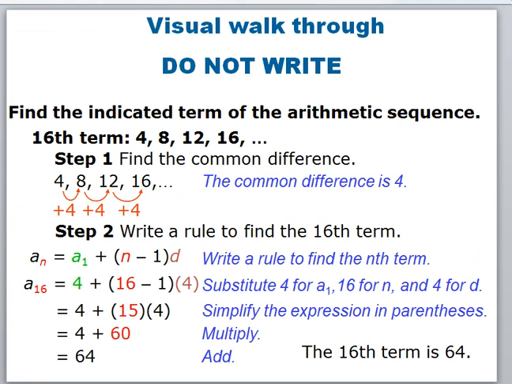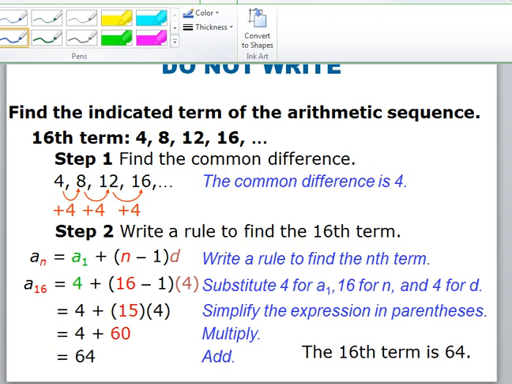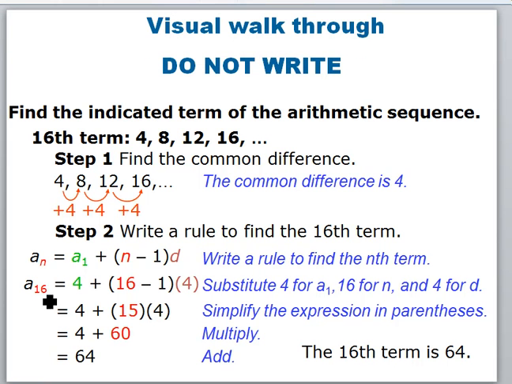So this is just a visual walkthrough, meaning it's already all solved for you here. Do not feel like you need to write this one down. I just want to point out to you how each one of these things play out in the equation. So it told me to find the indicated term of the 16th term. So it wanted me to find the 16th term, so that's why I picked 16 for my n.